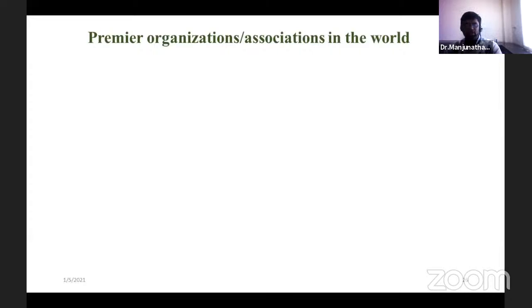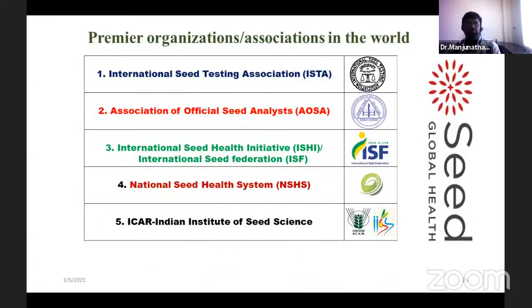Even some premier organizations and associations are working on seed health. These premier organizations develop different protocols day to day and share them for the identification of different pathogens, that means for indexing seed health. One is the International Seed Testing Association. Another is the Association of Official Seed Analysts, especially for vegetables. Then the International Seed Health Initiative, also for vegetables. Then the National Seed Health System, which is in the USA. Then another one is the Indian Institute of Seed Science, which is present in India.